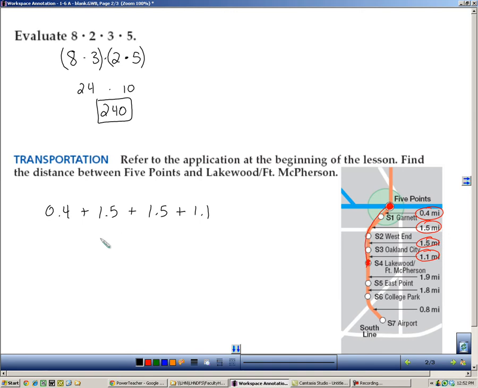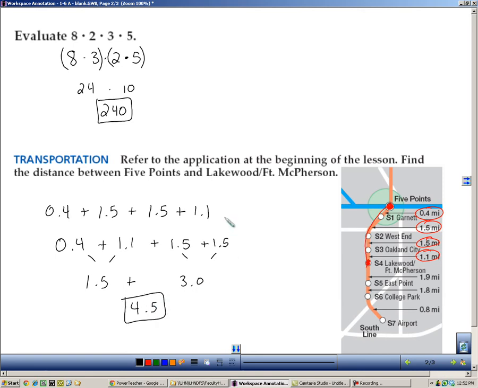Now, just looking at it a little bit, the commutative property says because I'm adding here, I can move these around any way that I want. So one thing that I'm going to do is move the 1.1 closer to the 0.4. Why? Because 1.1 and 0.4, when I put those together, gives me a nice 1.5. Then when I combine these, I get a 3.0, and 3.0 plus 1.5 is 4.5.